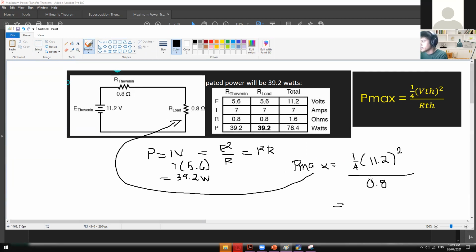Try to use your calculator and then verify if we will get the same result, okay, as 39.2 watts, which is the same with the power that is flowing on our R load in this result here.